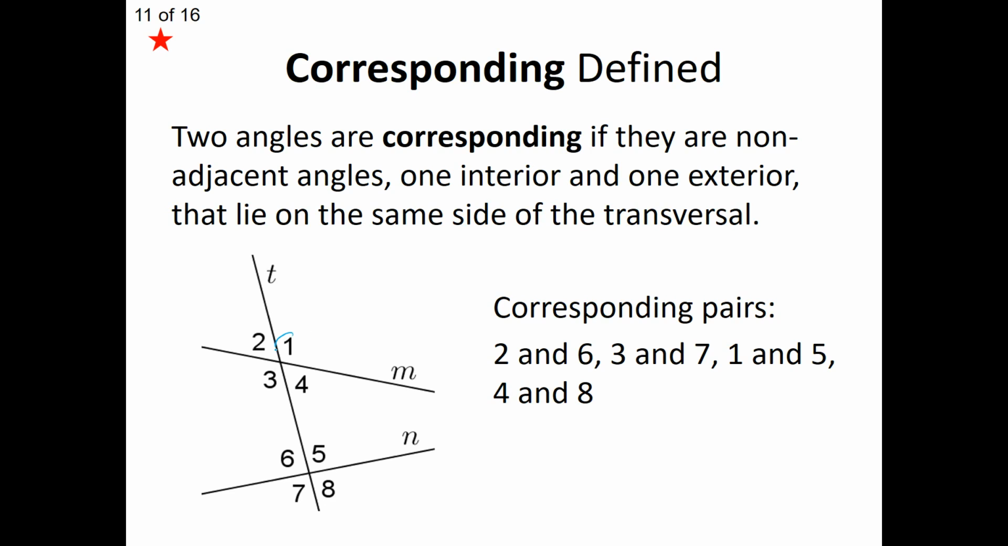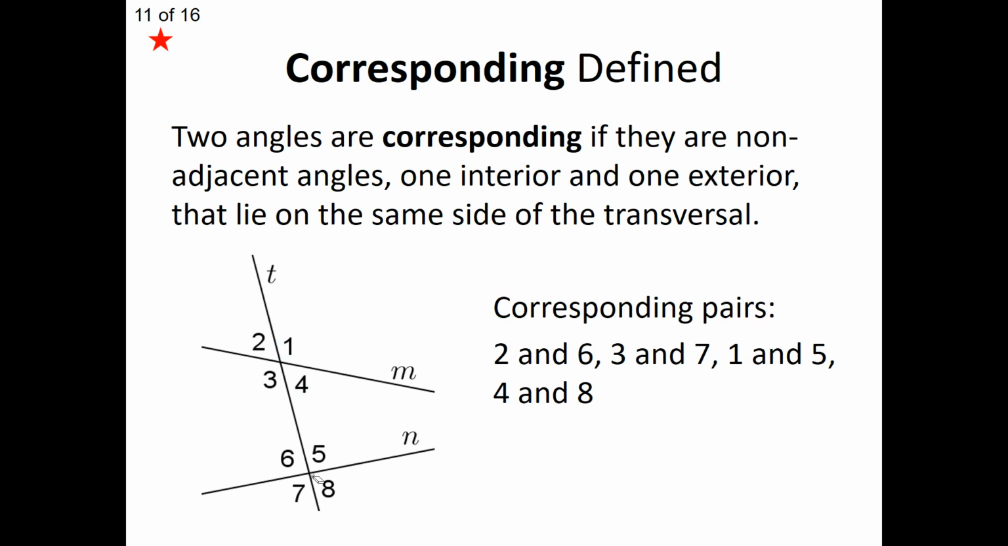I'm going to pick angle 1 as my example to start out with. Angle 1 is already an exterior angle, which means I'm going to pair it with an interior angle, which leaves me with 3, 4, 5, and 6. Well, it can't be adjacent, which means angle 4 is out. And it has to lie on the same side, which means angle 3 and angle 6 are out. That leaves me with angle 5. Angle 1 and angle 5 are a pair of corresponding angles.